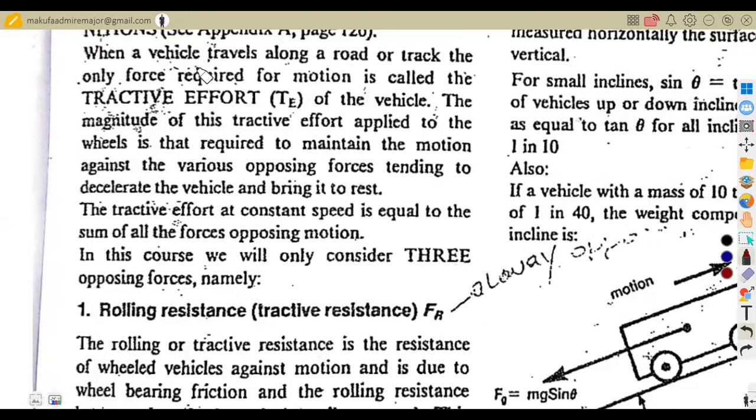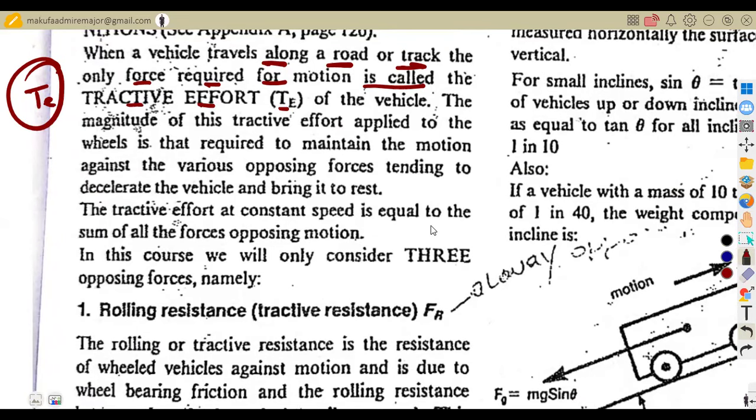When a vehicle travels along a road or a track, the only force required for motion is called the tractive force. That is the only difference in how we are now presenting our forces. This time we're going to use TE to represent the tractive force, the one that allows it to be in motion. That is the only force that we're going to talk about, but there are forces that tend to oppose this, like the frictional force.